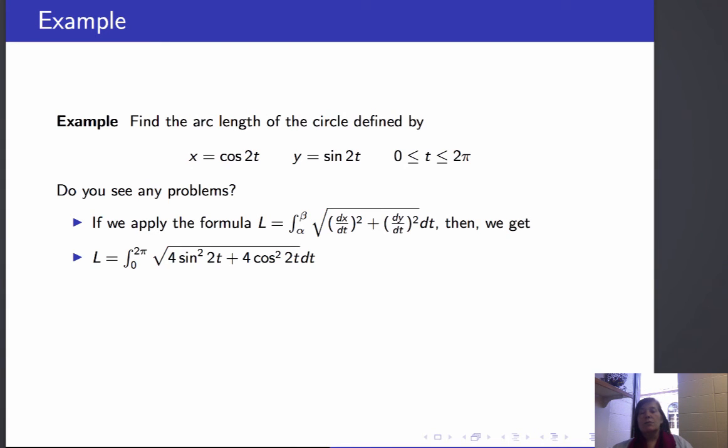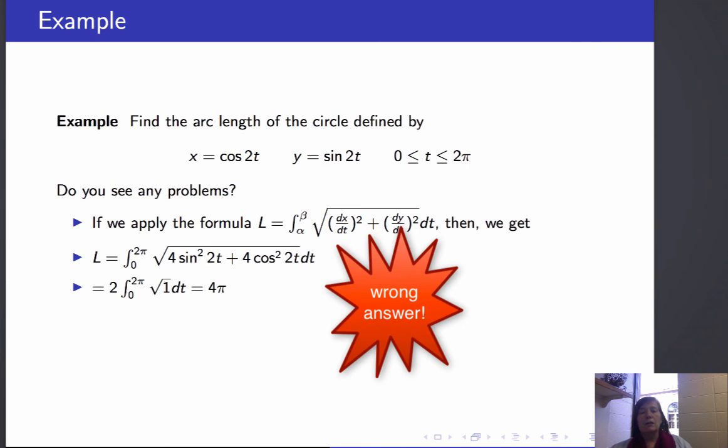And this is the integral from 0 to 2 pi of the square root of 4 times sine squared 2t plus 4 times cosine squared 2t. And of course this is just the integral from 0 to 2 pi of the square root of 4, which is 2 times the integral from 0 to 2 pi of 1 dt. This turns out to be 4 pi.